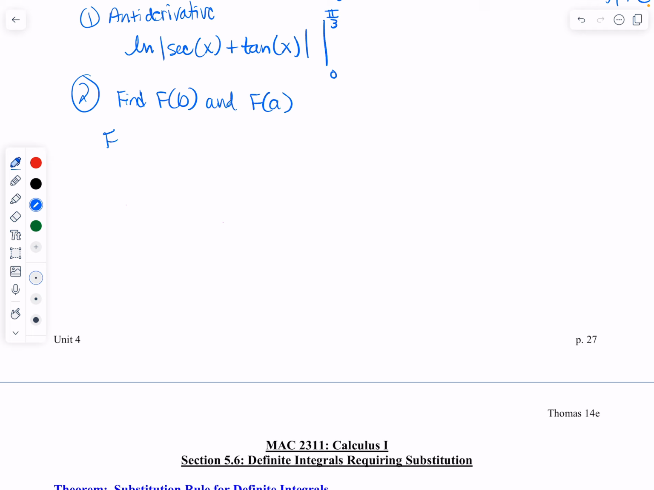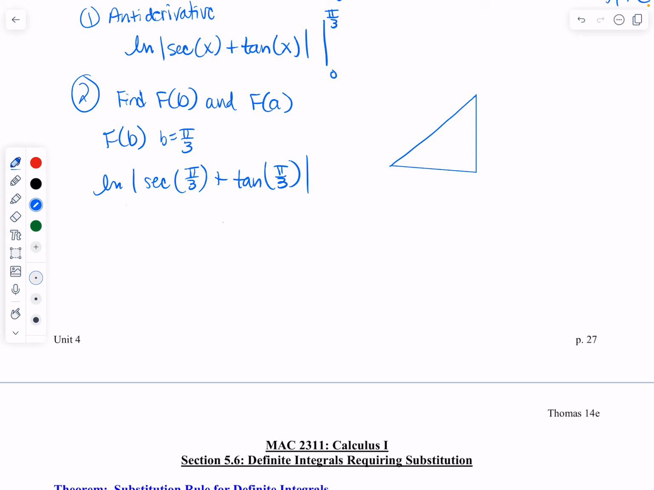Okay? So f at b, we're going to do that one first. B equals pi over 3. So the ln of secant at pi over 3 plus tangent at pi over 3. So guys, just to make life easier, I am going to draw a triangle just so I can see some stuff here. So 30 degrees, remember, is pi over 6. And 60 degrees is pi over 3. Okay, so here's 30 degrees, here's 60 degrees, here's the right angle. And here's the values, okay?